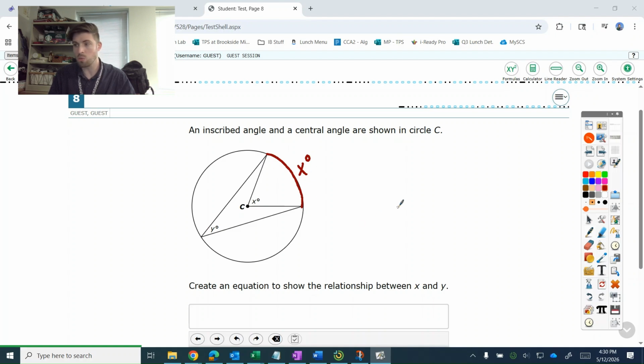And so there are one of 2 ways you could write this relationship. Both will work because both are true, and this is a free response question. The first way we could do it is, I know that y is going to be equal to half of x. I could write y equals 1/2 x. That is a true relationship because y is half the measure of this arc. Or if you want to write it the other way, you could write x equals 2 times y. Both of those are equivalent to each other, and both will work as an answer.